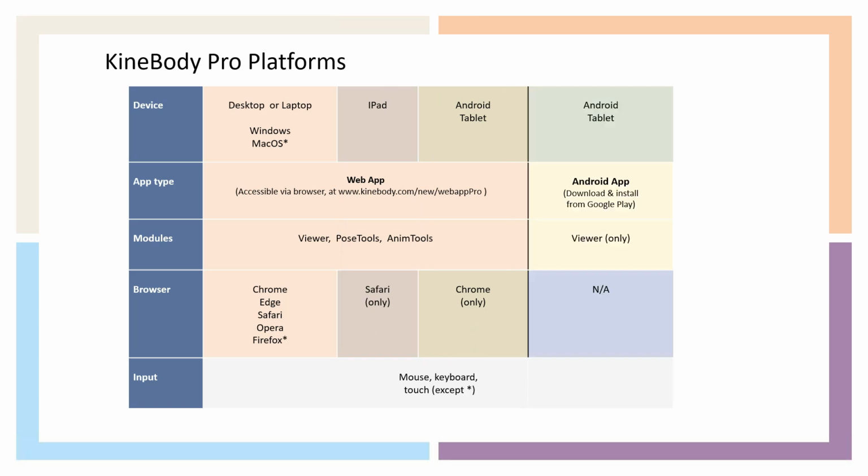As an alternative for Android users, you can download a viewer-only edition of KineBody Pro from the Google Play Store. It installs as an Android app, so no browser is needed. We don't currently offer a phone-sized version, but hopefully we can do so in the near future.